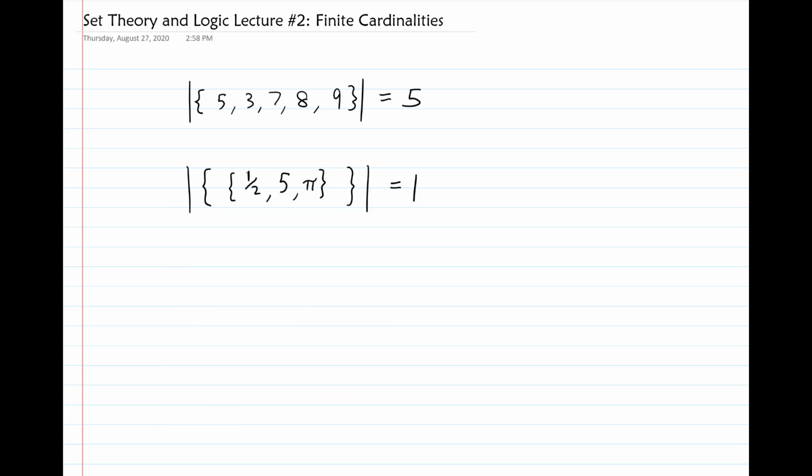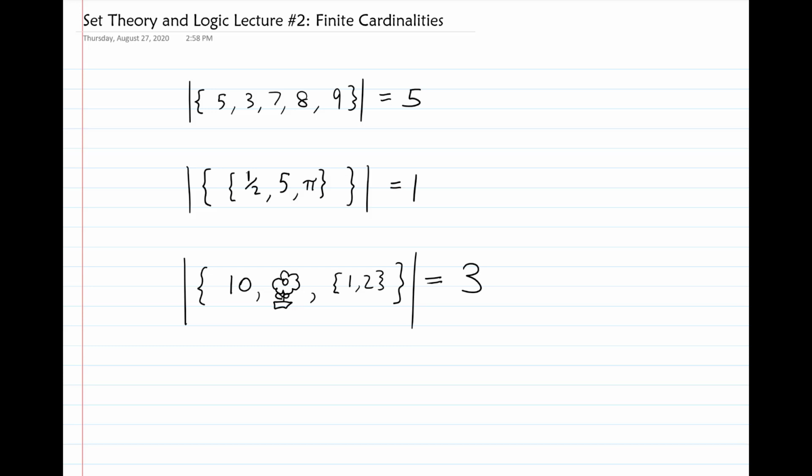What if I did something like this? Here's a set that has inside of it the number 10 and a flower. And a set containing the numbers 1 and 2, and that's all. What is the cardinality of that set? You have it? The answer is 3.